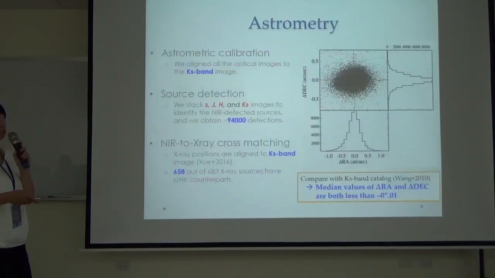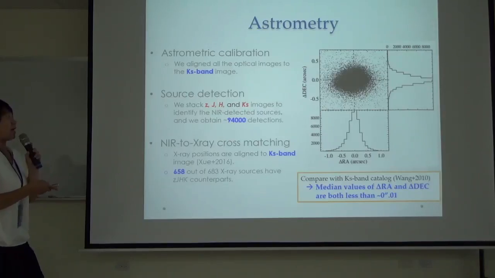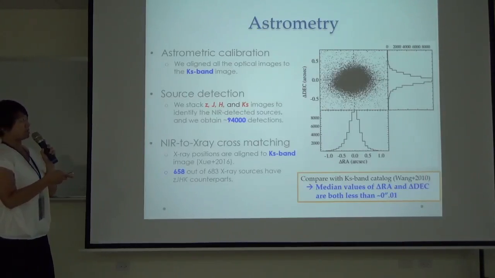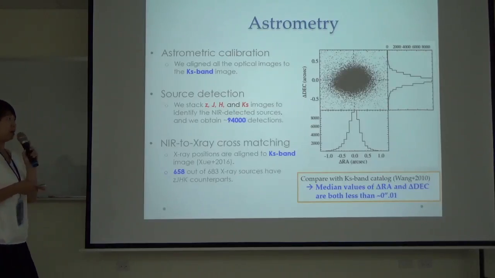Okay, so first, if we want to combine all this data together from UV, optical, near-infrared, mid-infrared to X-ray, we have to do the astrometric calibration first. We align all the images to the K-band images, and then we stack z, J, H, K together to identify the near-infrared selected sources.